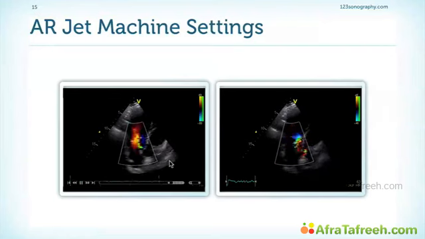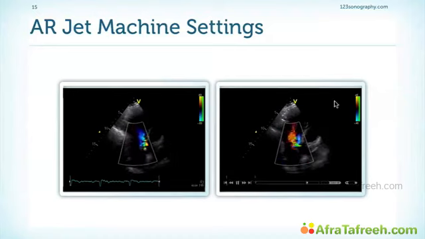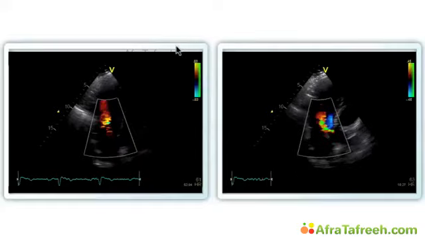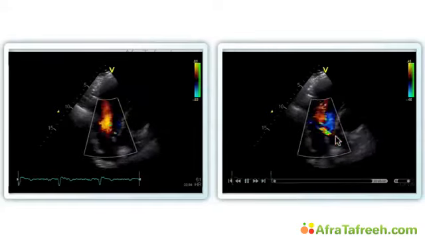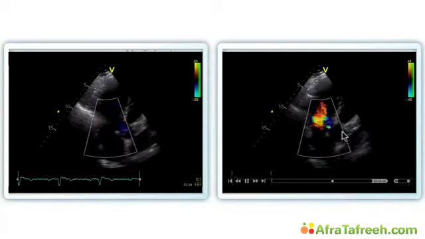This shows you what happens if you change the machine settings. The same patient, we just changed the PRF here from 0.69 to 0.48. Just by changing the PRF, you do get the impression that the jet gets larger if we reduce the PRF.